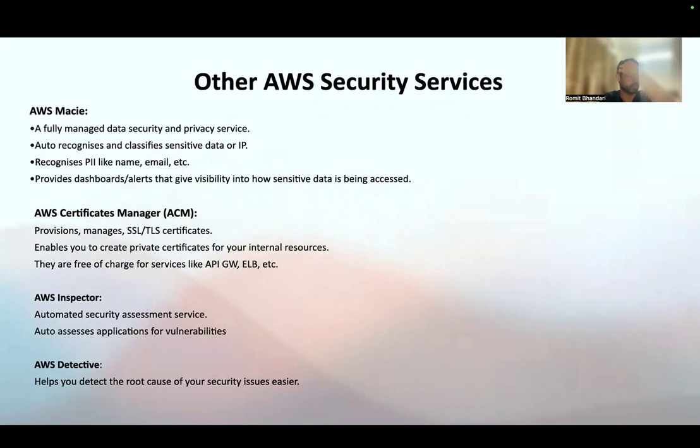Okay, you have AWS Certificate Manager, ACM, which provisions and manages SSL/TLS certificates, only for managing the SSL/TLS certificates. It enables you to create private certificates for your internal resources. They are free of charge for services like API Gateway, ELB, etc. Okay, Certificate Manager for getting your SSL and TLS certificates. Macie for PII, detecting and recognizing PII information.